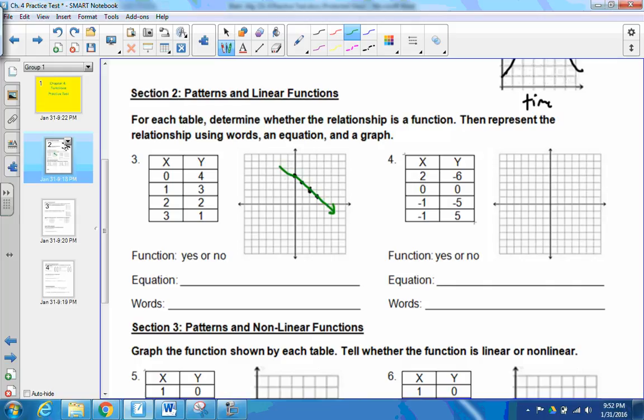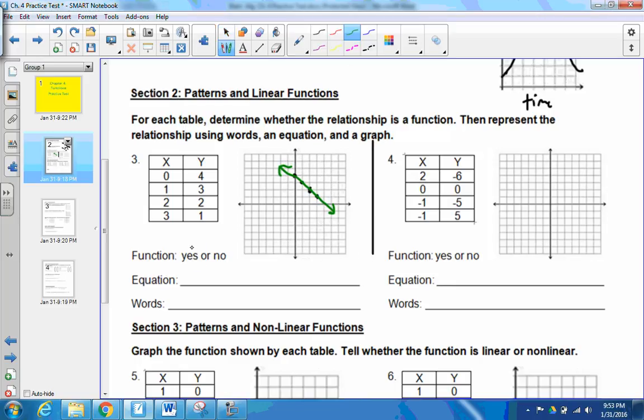Now remember, to check if it's a function or not. We know it's linear, but the easiest way to check if it's a function is the vertical line test on the graph. So we take a vertical line. And if there's anywhere that you can move this vertical line so that it crosses more than one point, then it's not a function. But if I go like this, it doesn't cross more than one point anywhere. So yes, it's a function.